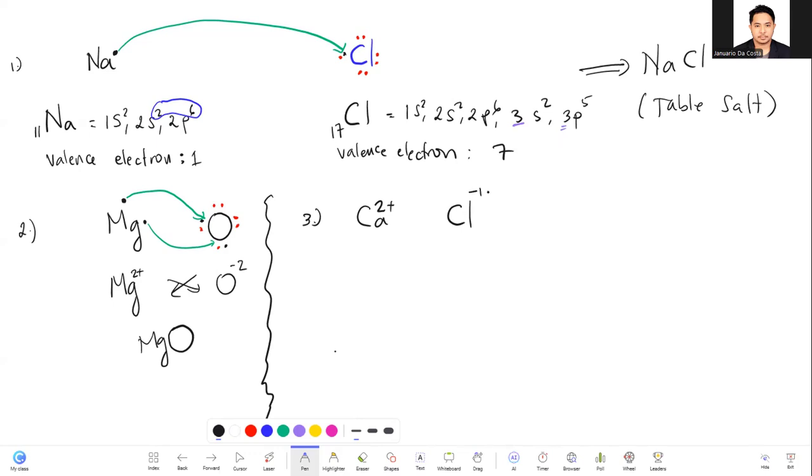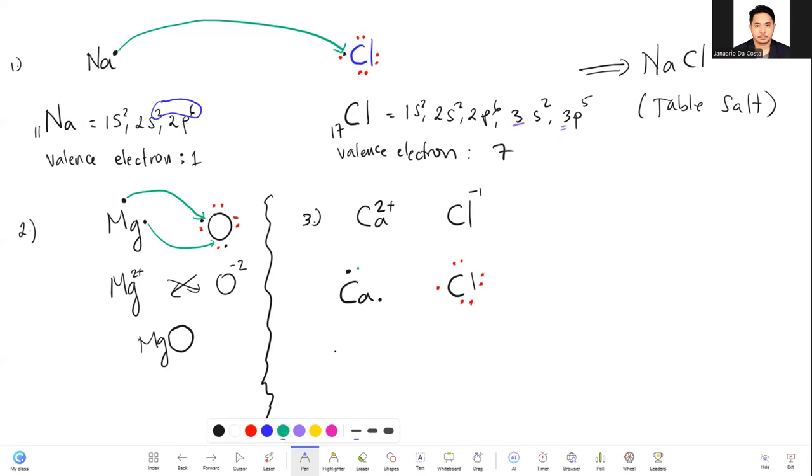Okay? So basically, if you want to represent this in a Lewis structure, you have a calcium. Calcium here, you have 2 free electrons that's gliding around. One is here, one is here. And you have a chlorine, which needs 1. Let me just erase this. Where you have 1, 2, 3, 4, 5, 6, 7.